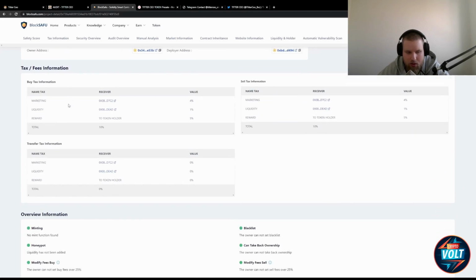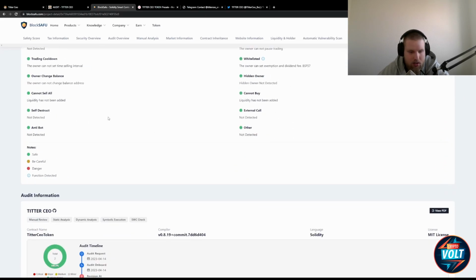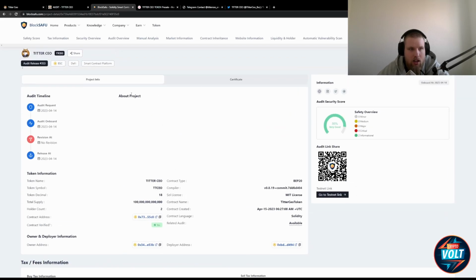You can take a look, of course, at it yourself if you want to. Down here is a bit more information, and yeah, the audit is done by BlockSafe.